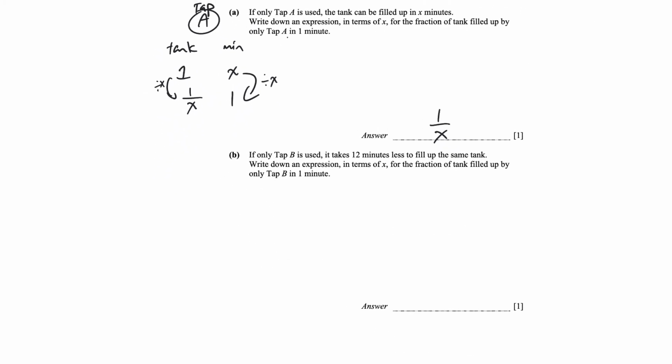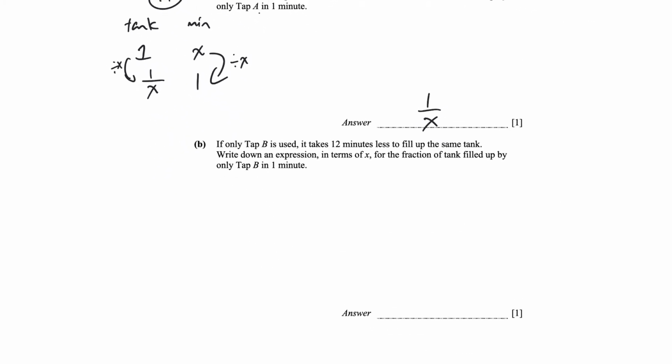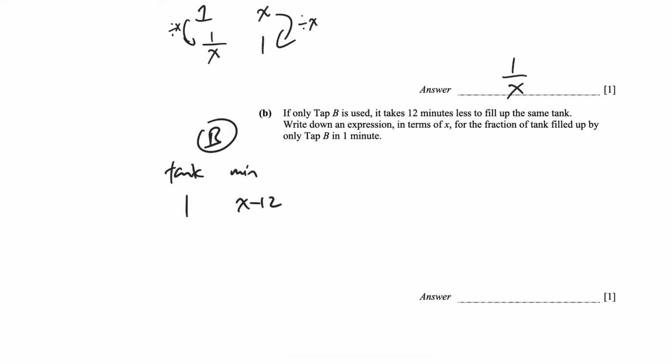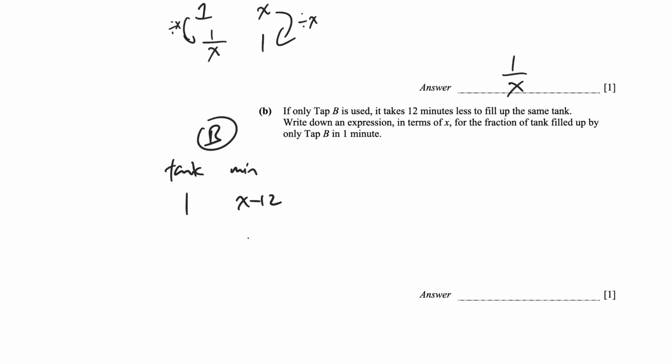And now, if only tap B is used, it's 12 minutes less to fill up the tank. So for tap B, it fills up one tank in X minus 12 minutes. Same thing, if you want 1 minute, you just divide by X minus 12. So 1 over X minus 12. There you go.